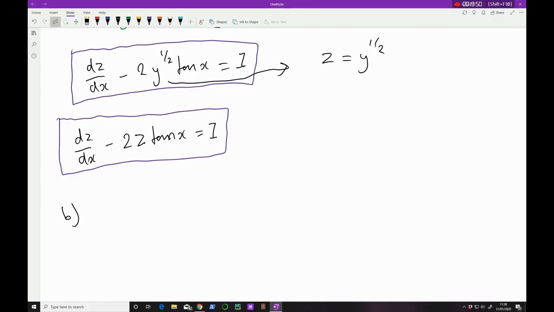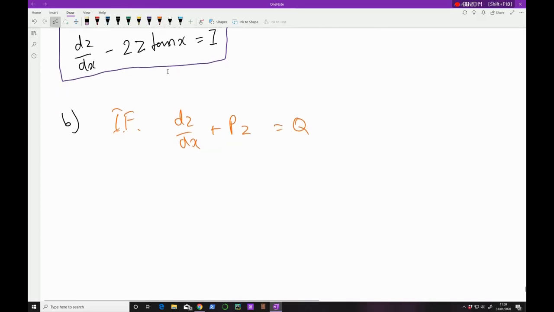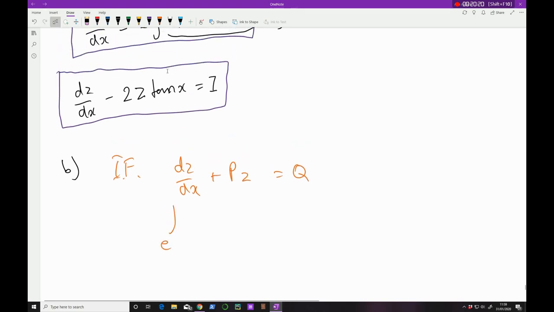I can find the integrating factor, because the integrating factor wants dz by dx plus p, which is a function of x, times z, equals q, which is another function of x. Now z can be y. Remember in the last question z was y. It doesn't matter, so long as it follows this form, okay? And the integrating factor is therefore going to be e to the integral of p, and p is simply minus 2 tan x, so minus 2 tan x dx.